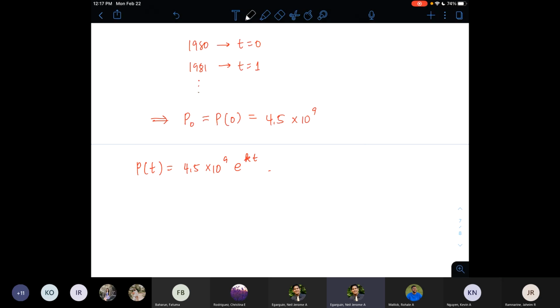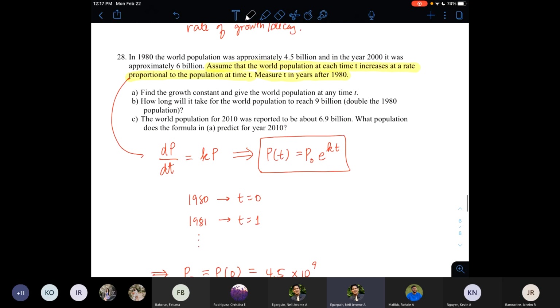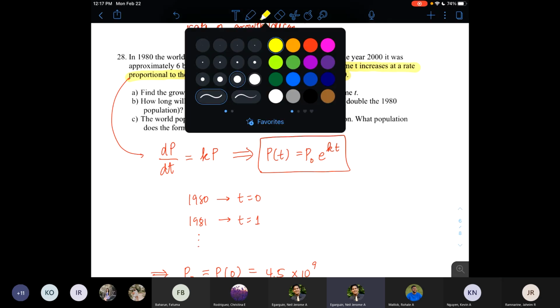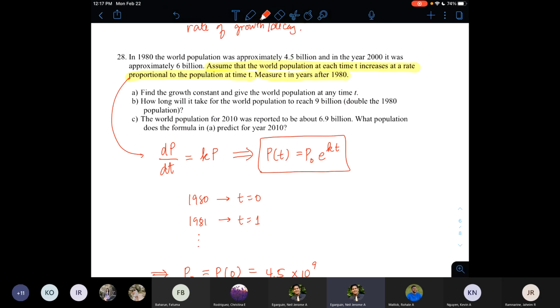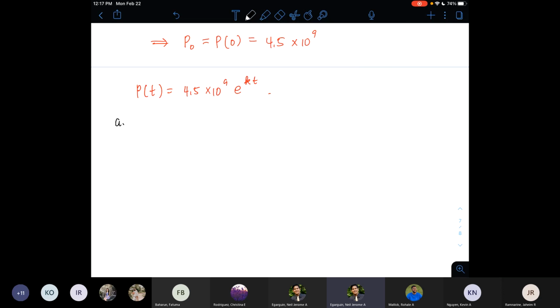Now let's try to answer problem A. For problem A, we were supposed to give the growth constant k. Well, we need some information to solve for the value of k. And good enough, there's another piece of info in the problem that we haven't used yet. It says that in the year 2000, the population is about 6 billion. So that means year 2000 corresponds to t equals 20, because our t equals 0 is 1980.